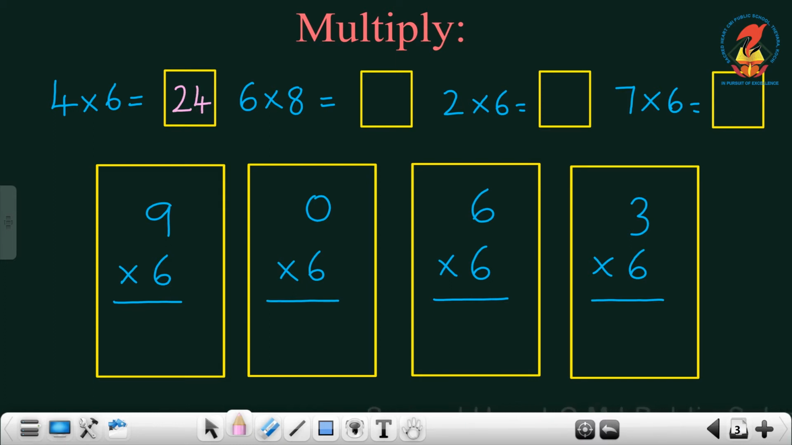Now next question. 6 8s are. 6 times 8 or 8 times 6. 6 8s are 48. Now next question. 2 times 6. 2 6 are 12. We know the answer from the 2's table and 6 table. In both the tables the same number is there. Now 7 times 6. 7 6 are 42.